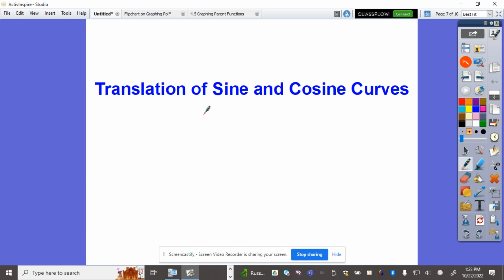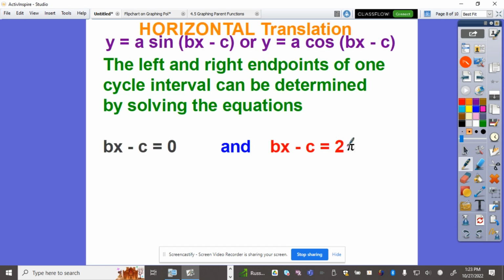Okay, so we know already by now how the amplitude and period of sine and cosine curves work. So now let's move to translation. There are two kinds of translation: horizontal and vertical translation. Okay, so let's go first with horizontal translation.